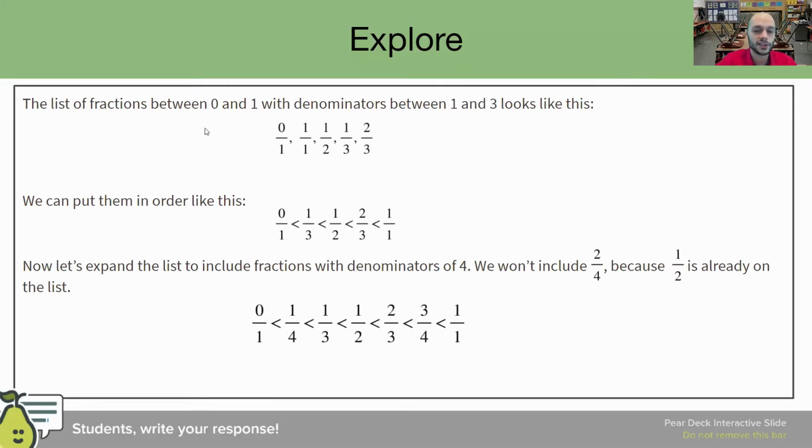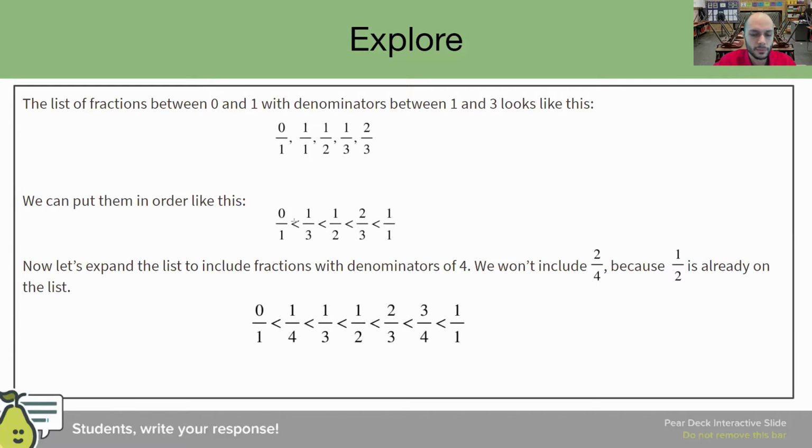The list of fractions between 0 and 1 with denominators between 1 and 3 look like this. We have 0 out of 1, 1 out of 1, 1 out of 2, 1 out of 3, and 2 out of 3. We can put them in order like this: 0 out of 1, 1 out of 3, 1 out of 2, 2 out of 3, and 1 out of 1.